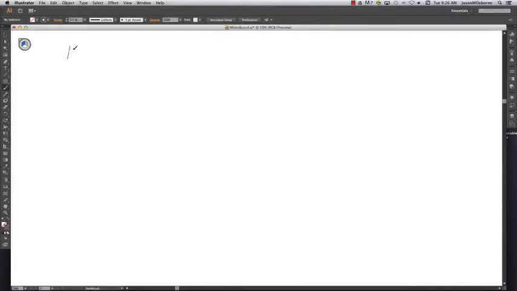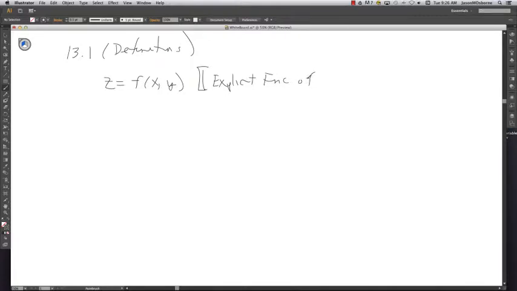This is just a quick video on the definitions from section 13.1. When you see an expression of the form z is equal to f of x and y, this is what we are calling an explicit function of z in terms of x and y. So I probably would just shorten that to explicit function.